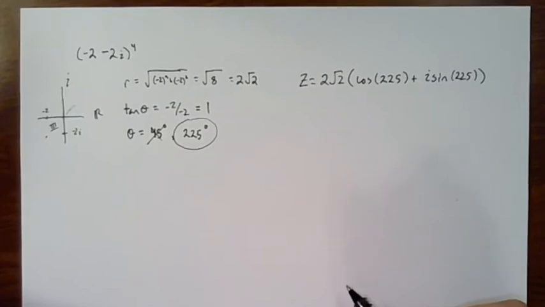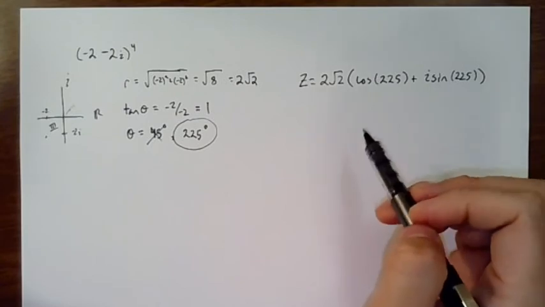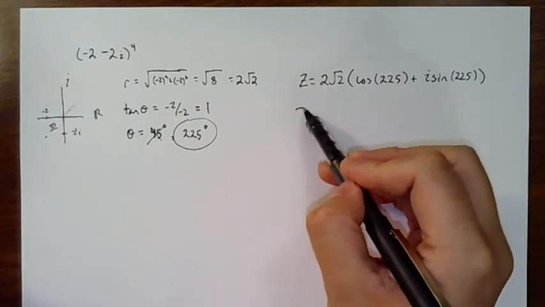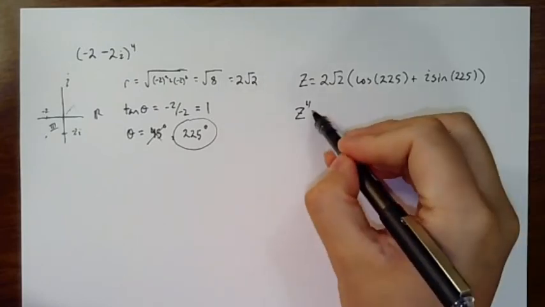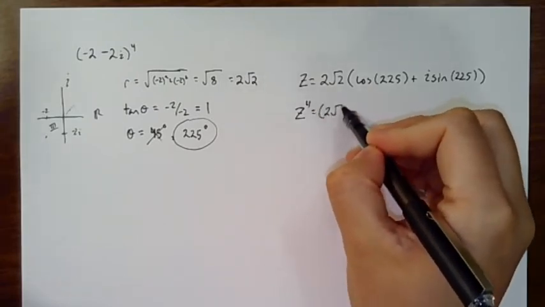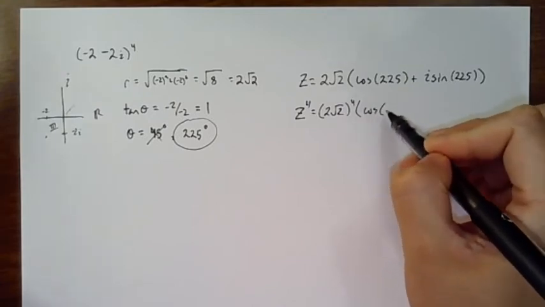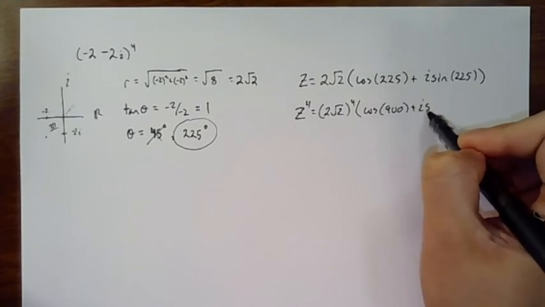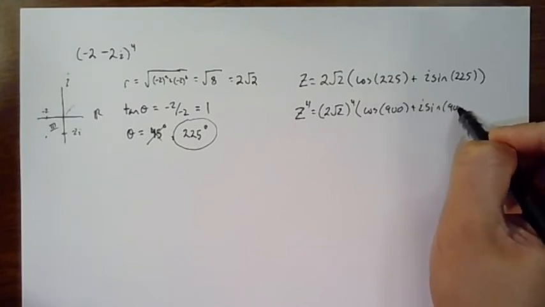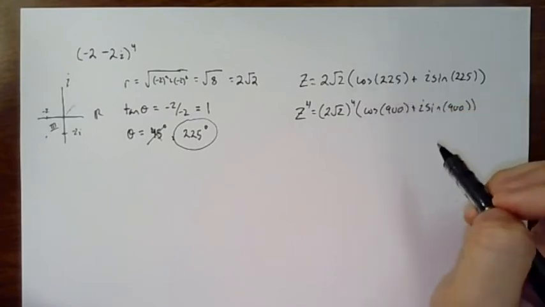Now when we invoke de Moivre's theorem, it says we raise the radius to the 4th power and multiply the angles by 4. So z to the 4th is equal to (2 square root 2) to the 4th times cosine of 900 plus i sine 900. That's what happens when you multiply this guy by 4.